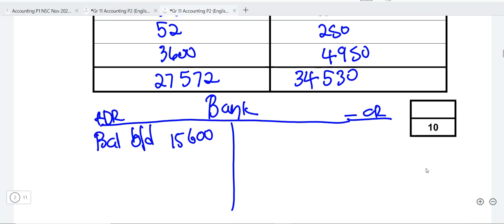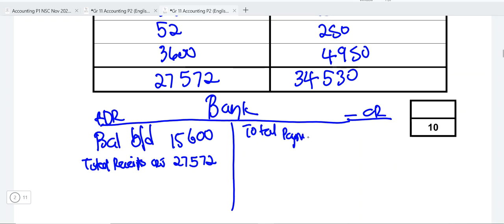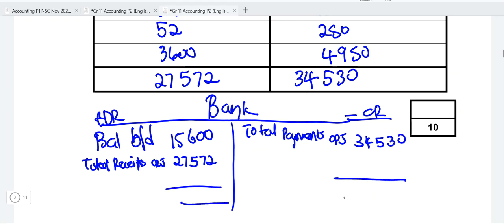Then once you are done, you take these totals. Remember, CRJ increases your bank account, so it means here we'd have total receipts you post to your bank account, and then our total receipts, we know we see them in the CRJ. So this total will come here, 27,572, and this side would have total payments. Okay, and then this is in the CPJ. Under follow, we will write CPJ, and then the amount that we have is 34,530. Then we do the totals so that we can close off this account.